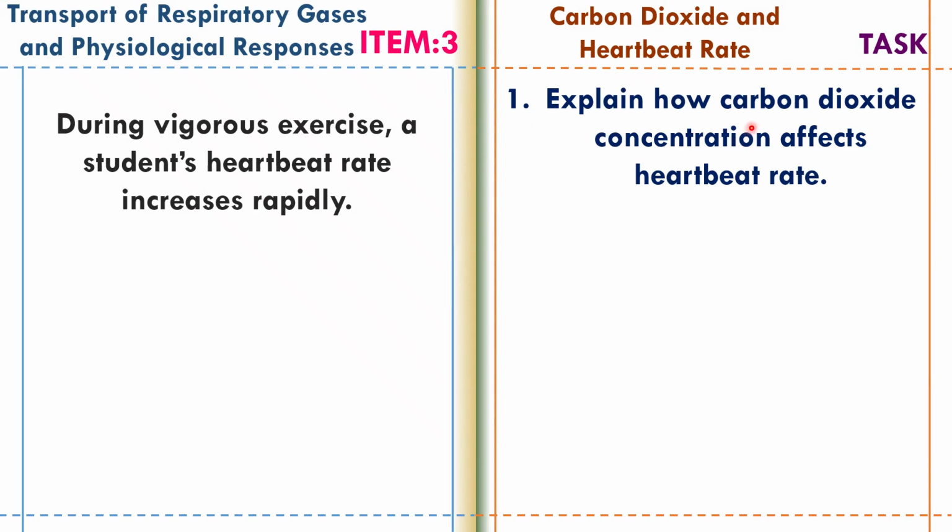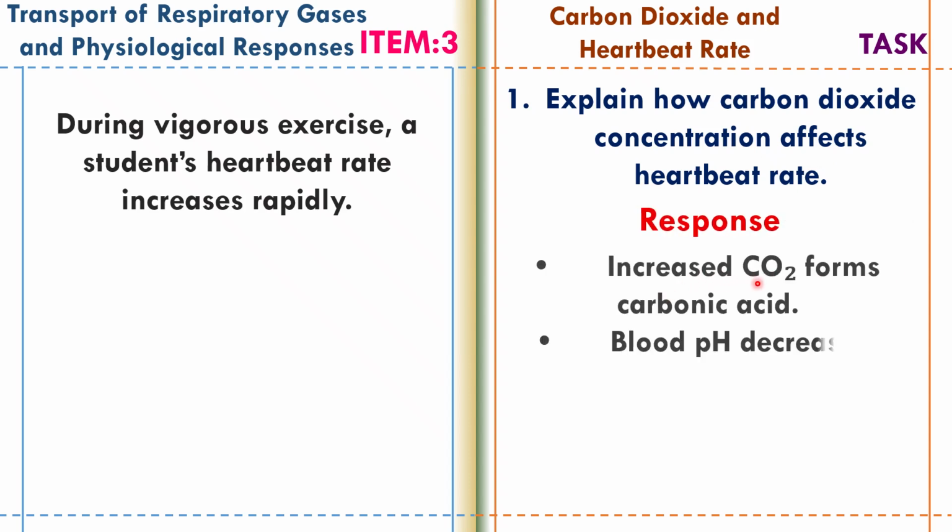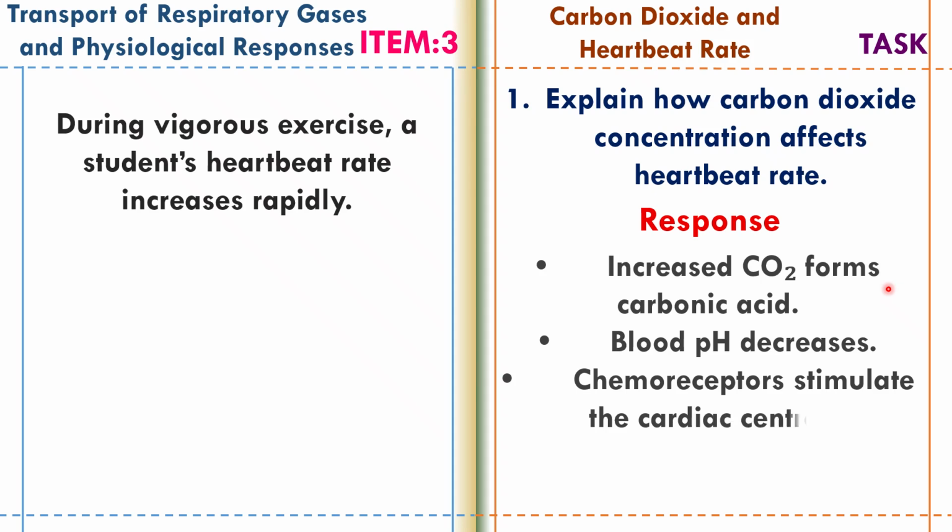Explain how carbon dioxide concentration affects heartbeat rate. Increased carbon dioxide forms carbonic acid. Blood pH decreases. Chemoreceptors stimulate the cardiac center. Heartbeat rate increases.